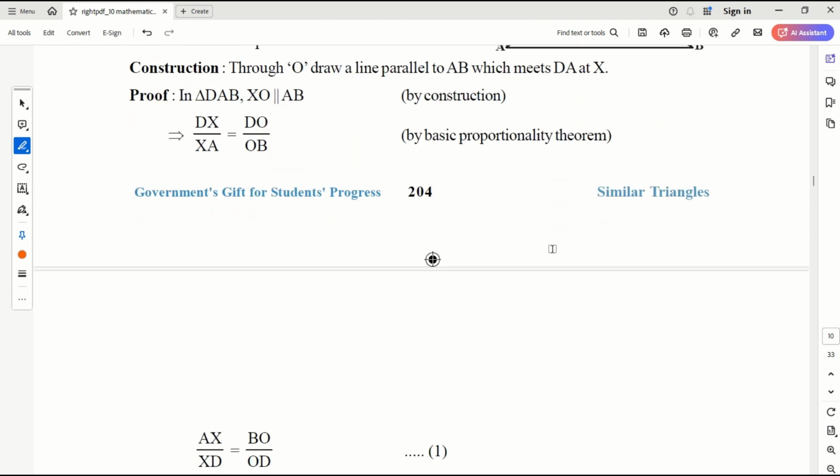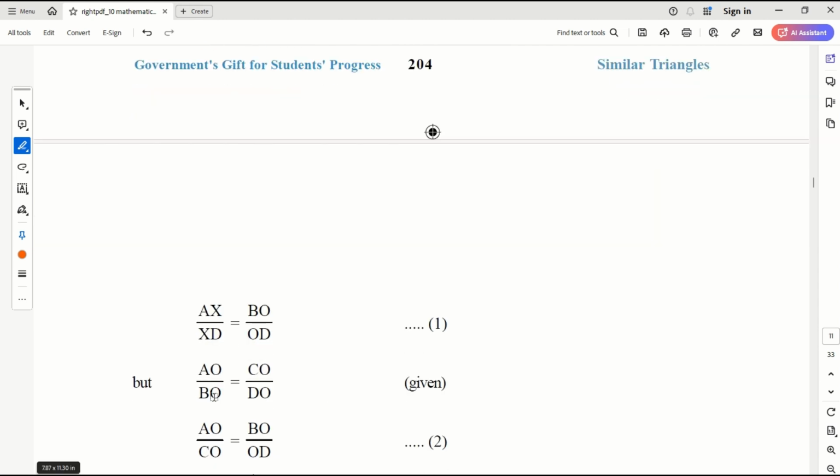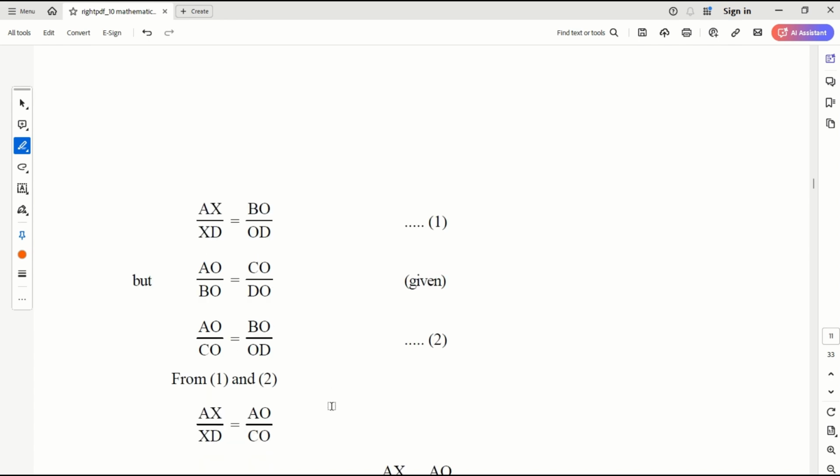Next, AX by XB equal to, okay, I'm just basically writing the reverse. AX by XD equal to BO by OD, okay? Now, AO by BO equal to CO by DO, which is given. This is given data. So AO by CO, I am just moving CO to the denominator and BO to the numerator. So, AO by CO equal to BO by OD, which is same as this equation 1, right? So, AX by XD is equal to AO by CO.